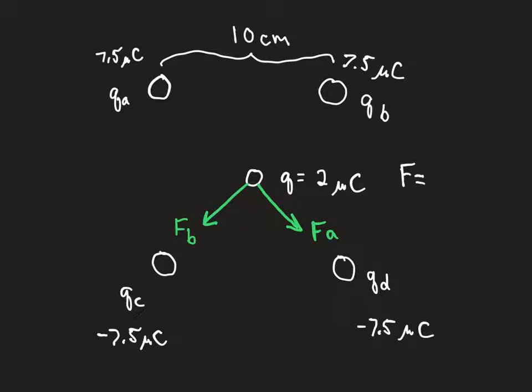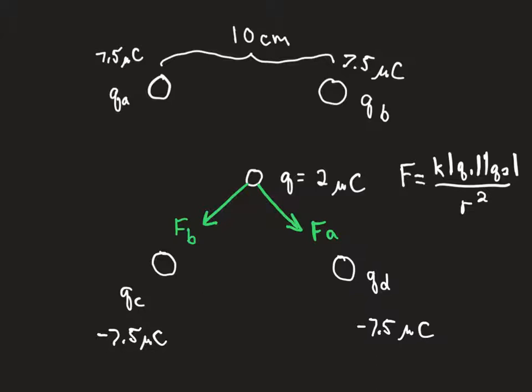F equals K absolute value of Q1 times Q2 over R squared. Okay? So that's the force. The force depends on K, the product of the 2 charges, and the distance between them squared. Well, these two charges have the same magnitude as these two charges, and they're the same distance, so the force due to A is going to be equal to the force due to charge B. Okay? These are the same magnitude.